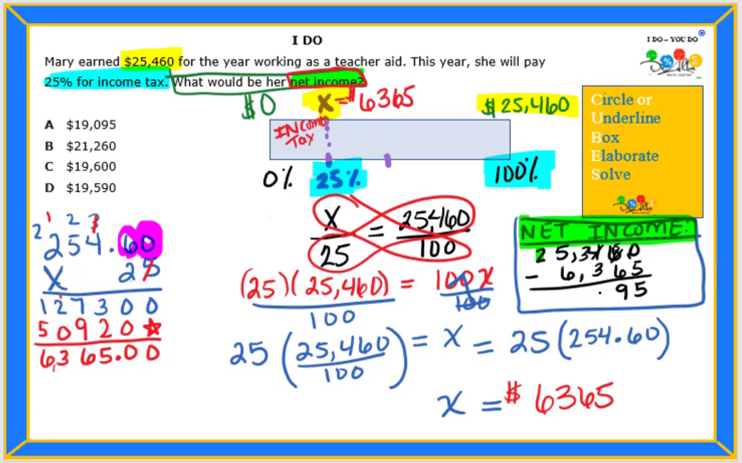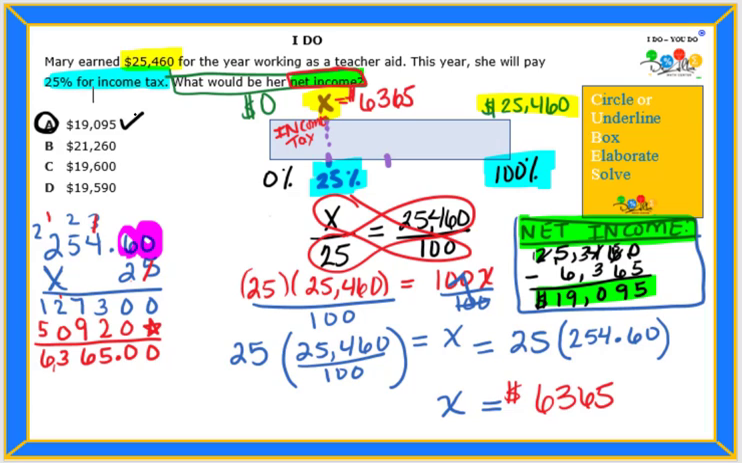And then we have 3 minus 3 is 0. 5 minus 6, we need to borrow and regroup. And that gives us 15 minus 6, which is 9. And 1 minus nothing is 1. So 19,095 is our net income. So we find our corresponding answer, which is A, would be the correct answer.